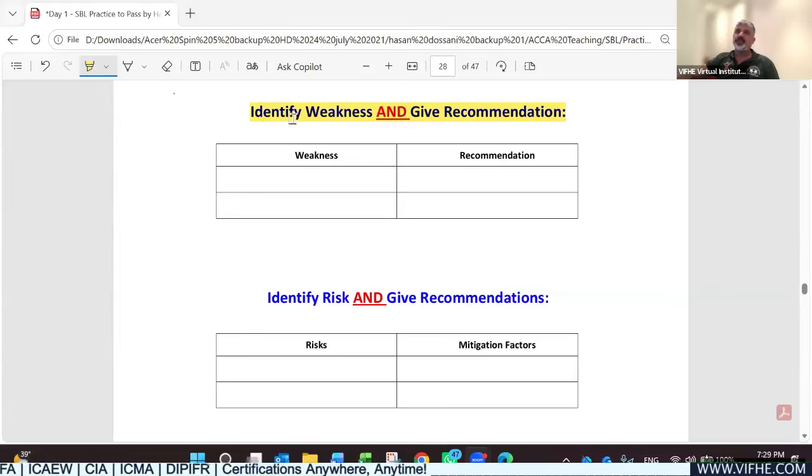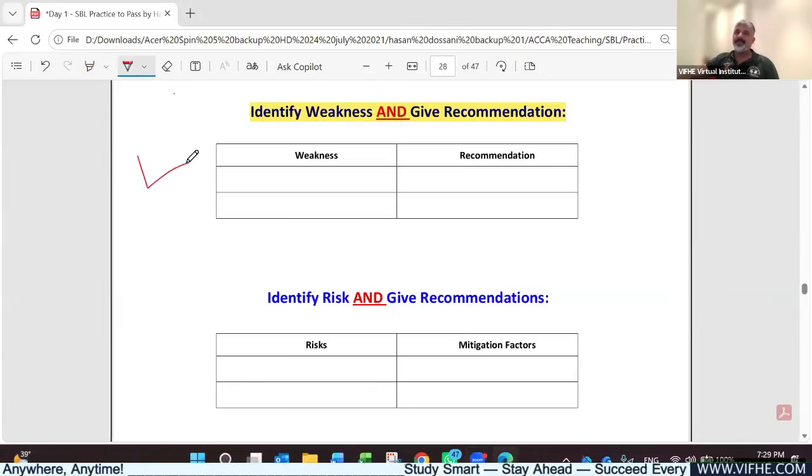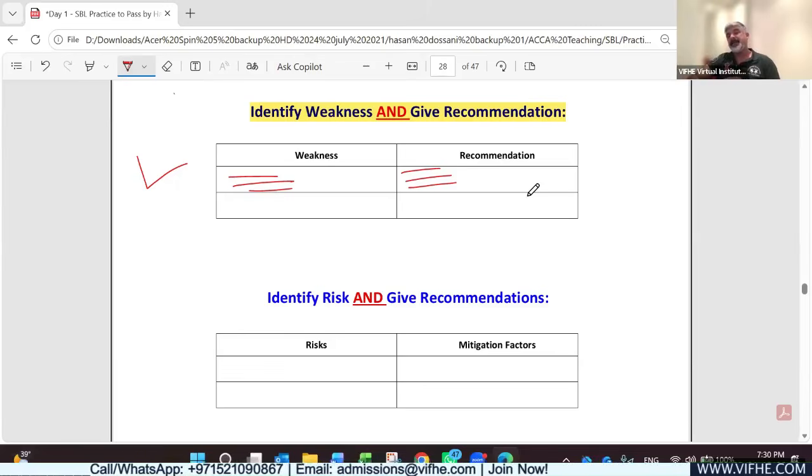So whenever you are supposed to discuss internal control weakness and give recommendation, I always prefer a tabular format. On the left side, you will write the weakness, explain the weakness. On the right side, you will give recommendations on how you can fix it. Why do I prefer a tabular format? Because it is faster in your exam, and it's easier to manage if you use a tabular form.